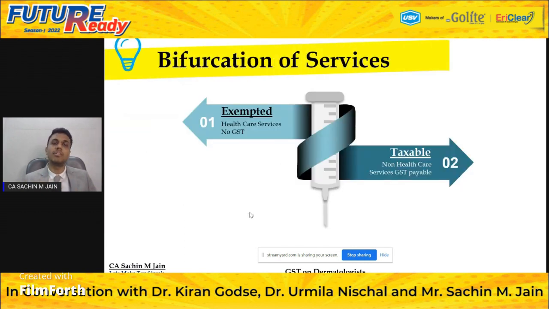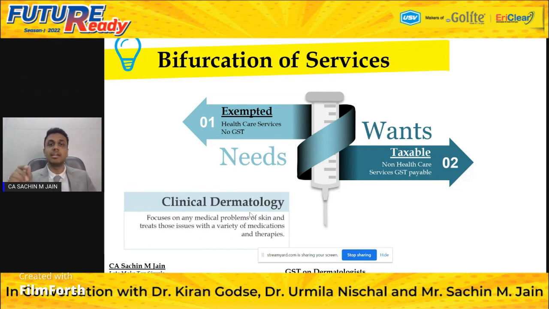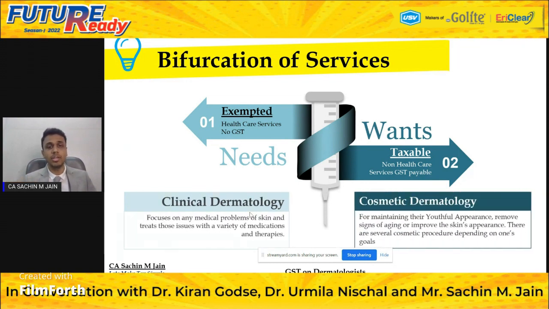So here we can bifurcate the services in two ways. One, which are classified under healthcare services, which will be tax free. Secondly, those which are taxable, which won't be classified under healthcare services. Exempted services are need-based services, where the government understands in public interest and exempts those services and no tax is levied. However, there are a few services, although provided by doctors, which are not in public interest or are not a need but a want, where tax has to be levied. So we can bifurcate this into clinical dermatology and cosmetic dermatology.